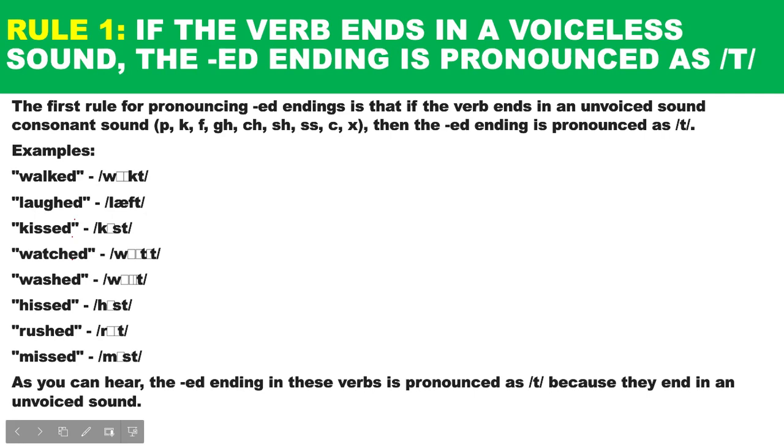But if you look at a sound like D, you can see that there is a vibration there. So if the verb ends in an unvoiced sound, that is a voiceless consonant sound such as P, K, F, and so on, then the ed ending is pronounced as T. That's what we have seen here.